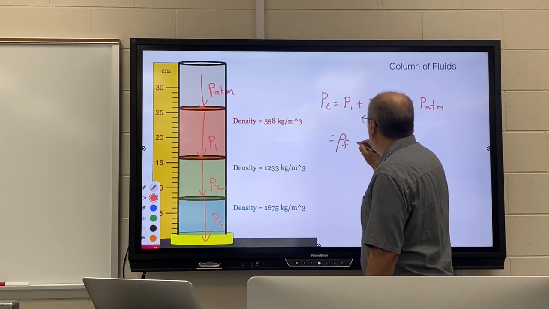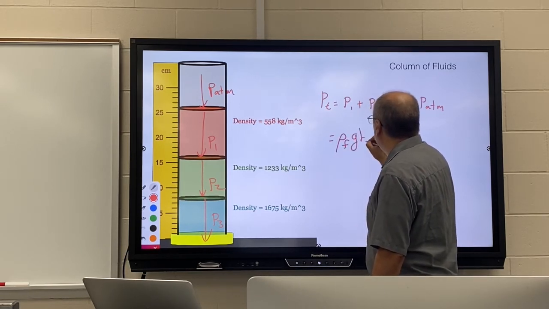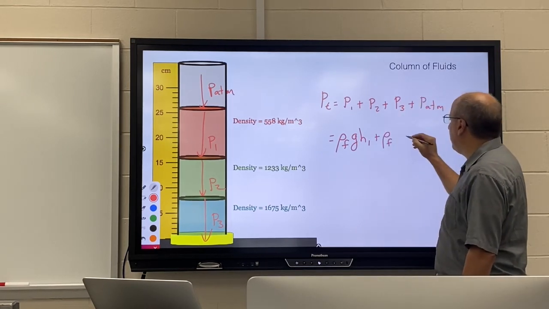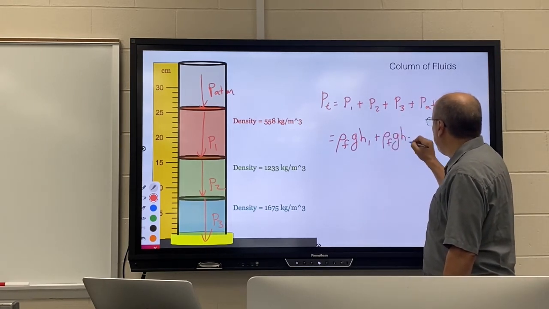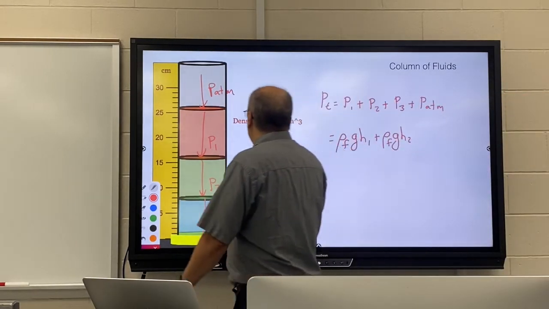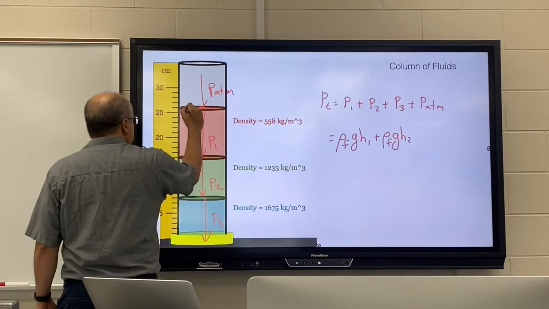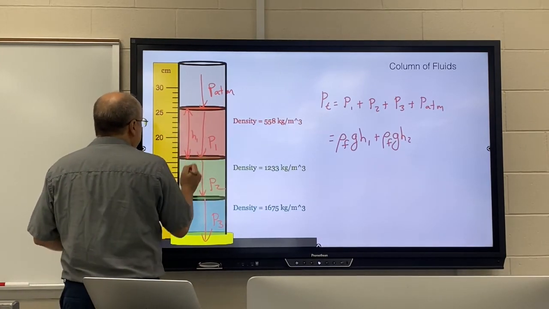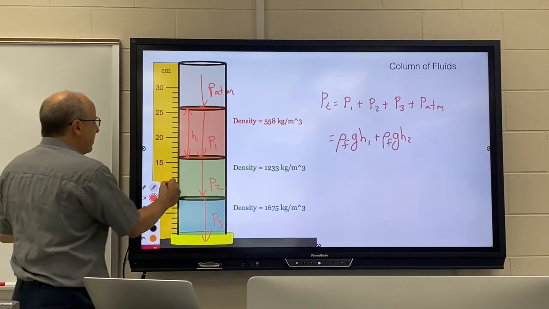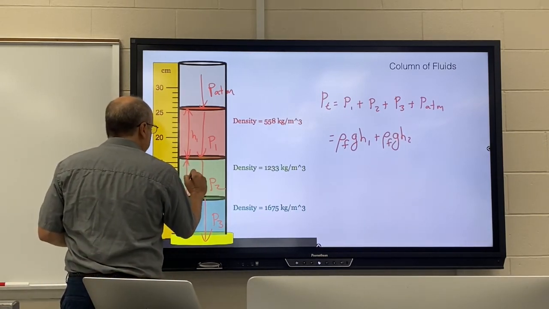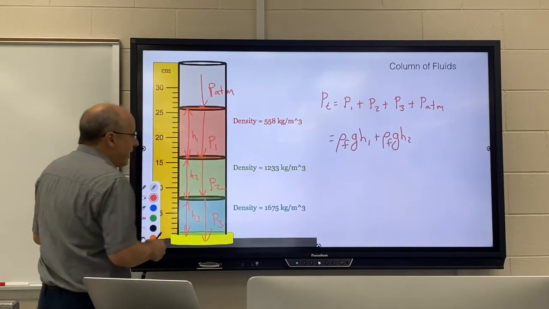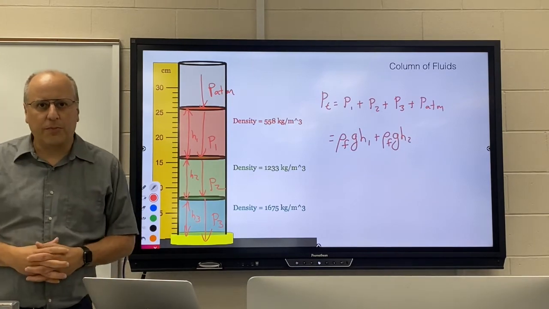Density of fluid 1, gravitational field, height 1. Density of fluid 2, gravity, height of fluid 2, and so on. Make sure you realize height 1 is simply this height, the height of the fluid. Don't go all the way to the bottom, just do the height of that actual layer. This would be height 2, and this would be height 3. Add them all up, you get your total pressure.